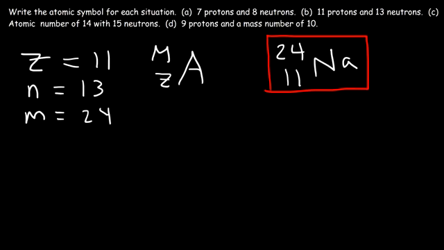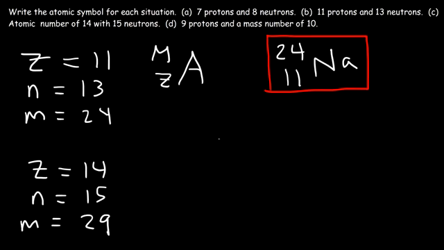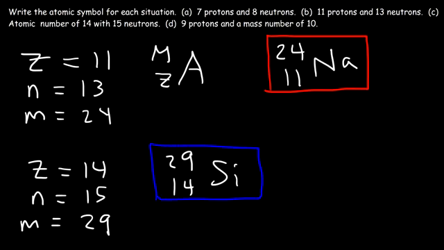Now let's move on to part C. We have an atomic number of 14, so that's our Z value, and the number of neutrons is 15. So the mass number is going to be 14 plus 15, which is 29. So we got a mass number of 29 and atomic number 14. What is the element? So this has to correspond to silicon. Silicon has an atomic number of 14. So this is the answer for part C.